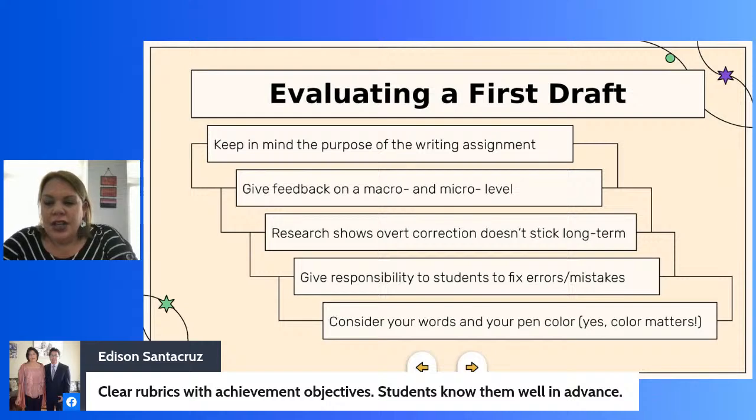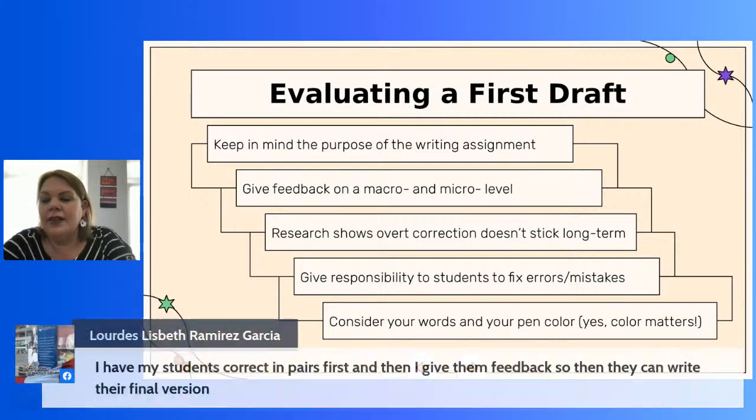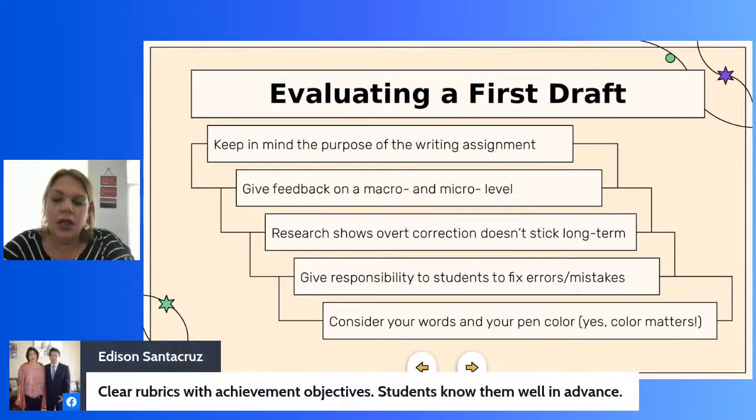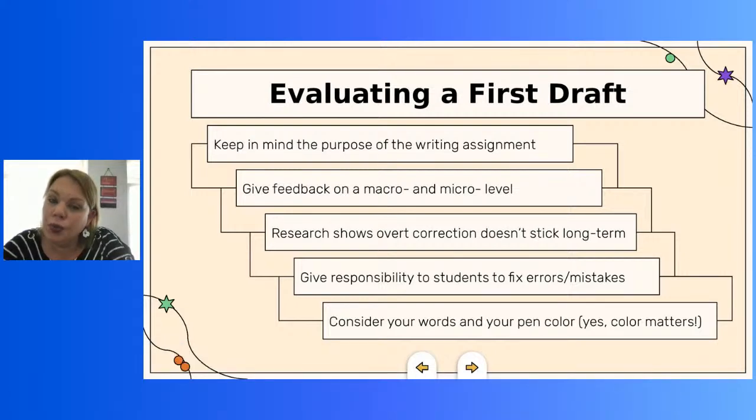Okay, some of you are sharing your ideas for correction. Yes, Lourdes says I have my students correct in pairs first and then I give them feedback so then they can write their final version, right? Okay, that's good. So they correct in pairs first, peer review first. Edison says clear rubrics with achievement objectives. Students know them well in advance. Absolutely, it's super important to let your students know the rubrics in advance so that they know how they will be evaluated. Yes, thank you very much, Edison, for that comment.